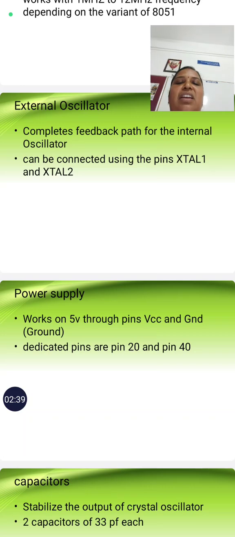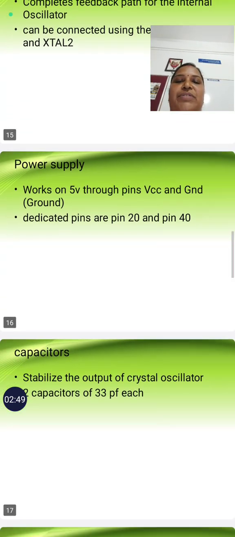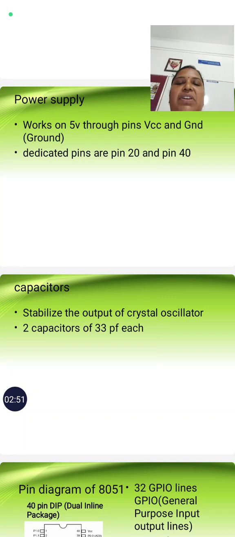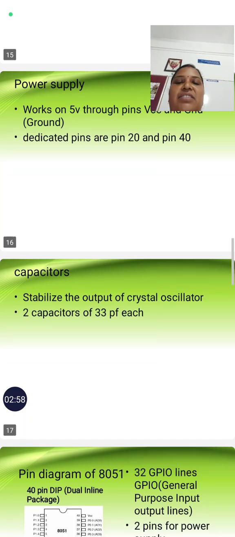Then power supply. The power supply works on 5-volt VCC and the ground pin. The dedicated pins 20 and 40 are available for ground and supply. Then capacitors: 33 pF capacitors are available. It is the output of the crystal oscillators.